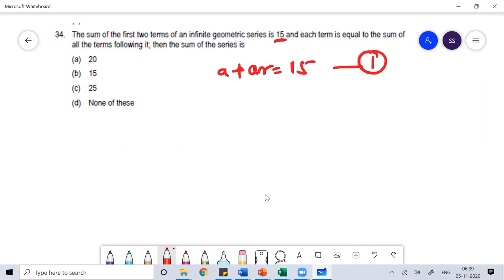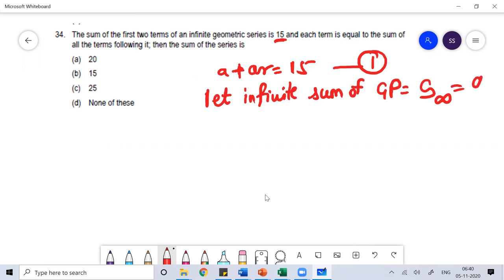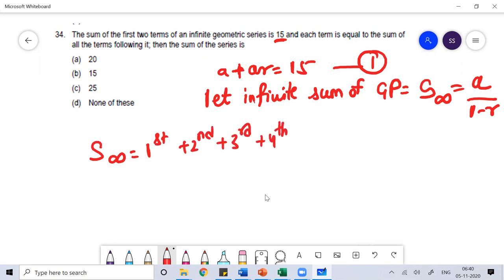And each term is equal to the sum of all the terms following it. Okay, so each term is like that. Let the infinite sum of the GP, suppose that is S infinity, be equal to A by 1 minus R. So you know that. The infinite sum means first term plus second term plus third term plus fourth term.